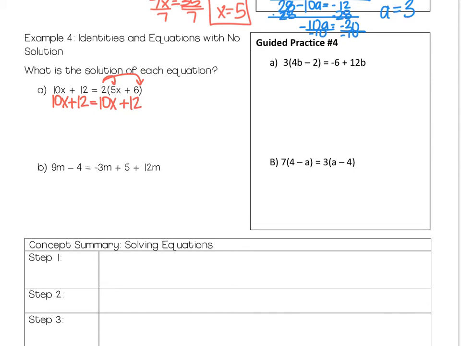If you are paying attention to what you're doing, at this point you'll notice something funny about your equation. If you're not paying attention, you'll try to get your x's on the same side by subtracting, and you get 0x plus 12 equals 12. And 0 times x is just 0, so that's really just 12 equals 12. 12 equals 12 is a true statement. It's always true.